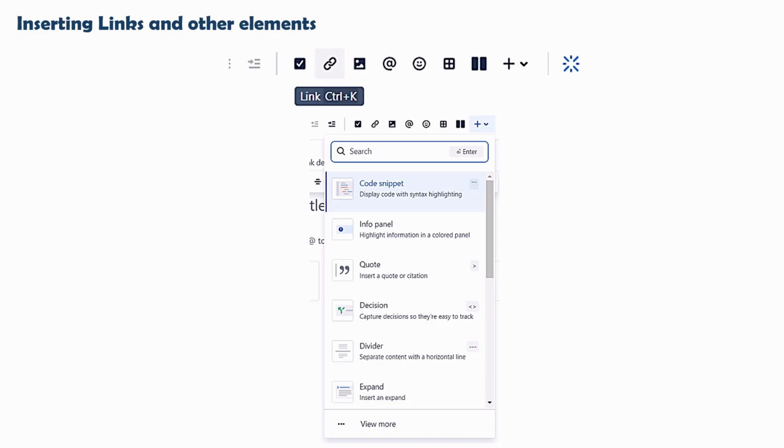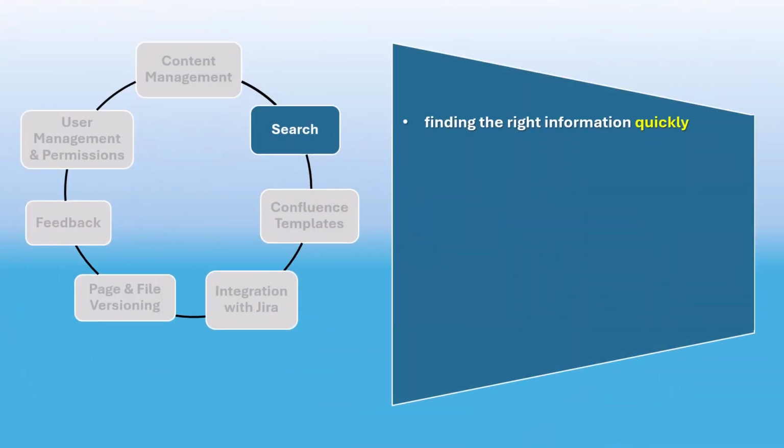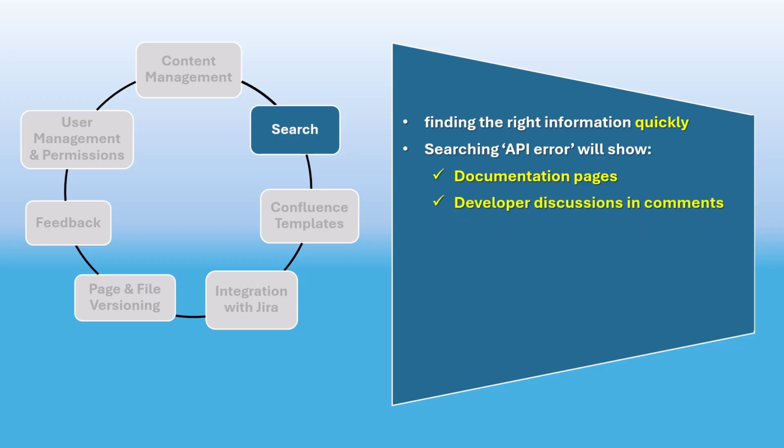One of the most important and powerful features of Confluence is its full text search. It doesn't just search the titles. It can search the page content, comments, attachments. Without search, users waste time browsing endlessly. But with Confluence search, you can instantly find a meeting note or a requirement or even a comment from months ago. For example, searching API error will show the documentation pages, the developer discussions in comments and related files.